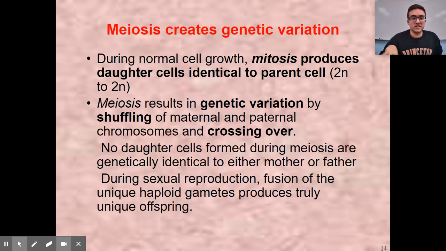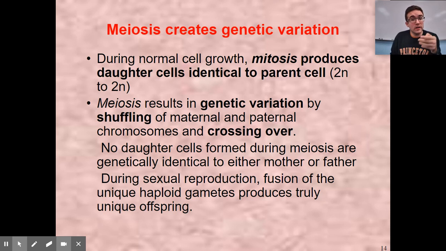So again, mitosis produces daughter cells that are identical to the parent cell, right? They're genetically identical. We replicate the DNA, and each cell then gets an exact same copy of the DNA. Meiosis, on the other hand, results in genetic variation because of the crossing over, and I'll explain that. In the end, the four daughter cells are different. They are not genetically identical to the parent cell.